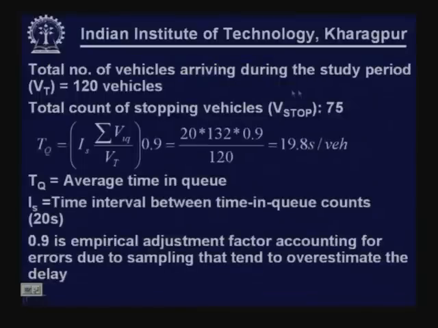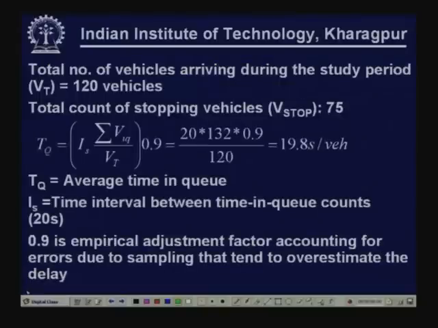Total number of vehicles during the study period is normally denoted as VT. This the second observer has noted, it is 120 vehicles. Total count of stopping vehicles is 75. This again has been observed by the second observer.